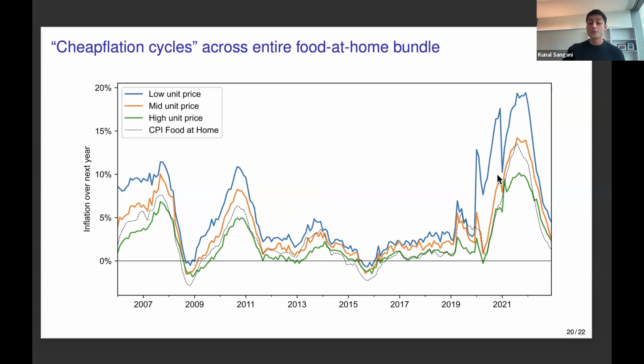But it turns out that's not an anomaly about the post-COVID period. You see that every time in the time series when input costs for food rise relative to the aggregate price level.